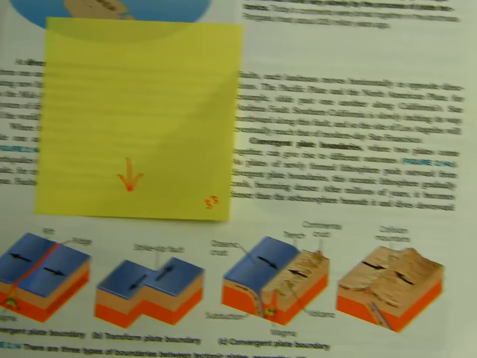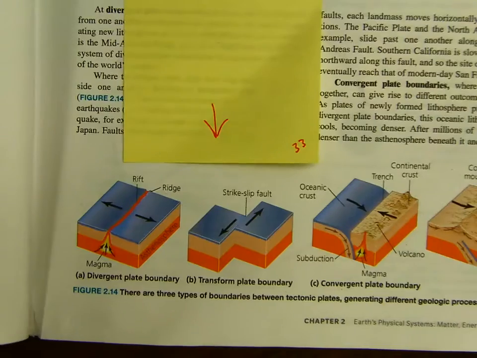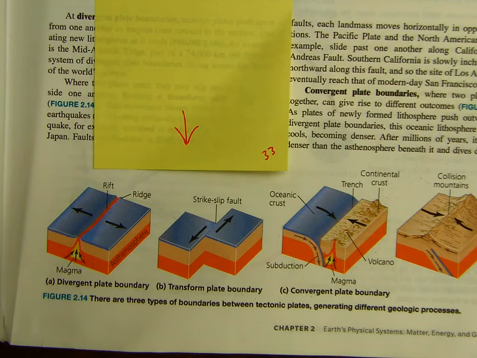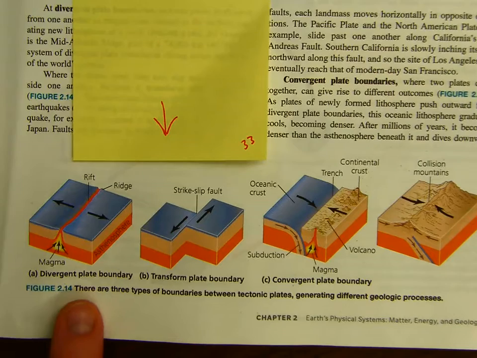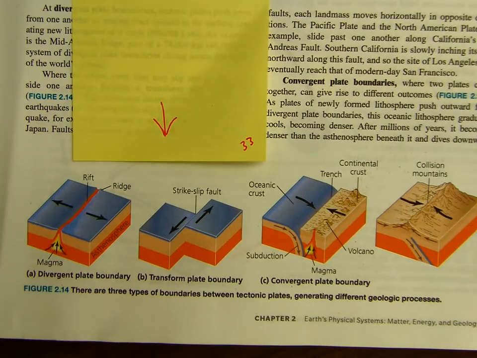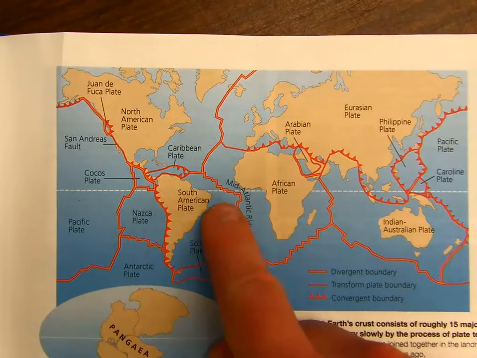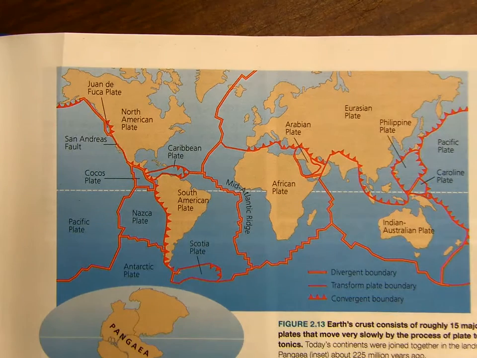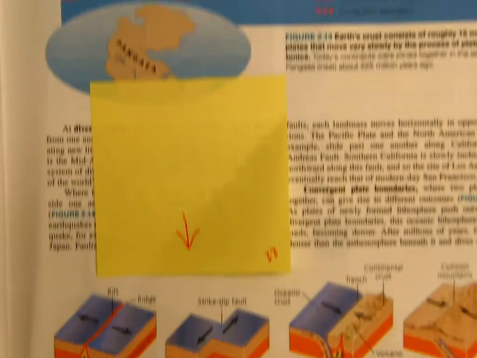Okay, moving on to page 33. This part down here near the bottom is a really great diagram. All I have on the sticky note is just an arrow, because you guys need to know these plate boundaries. You can see on the left hand side, you got divergent. Divergent means that they're moving away from each other. Have you ever heard of the Mid Atlantic Ridge? The Mid Atlantic Ridge is basically making it so South America and North America are moving away from Africa and from Europe. That whole thing is basically splitting apart from itself. That's a divergent plate boundary.